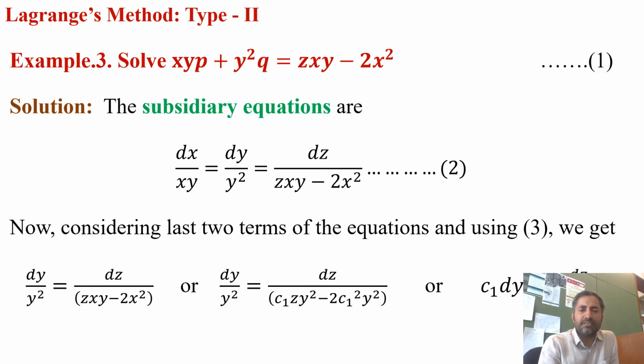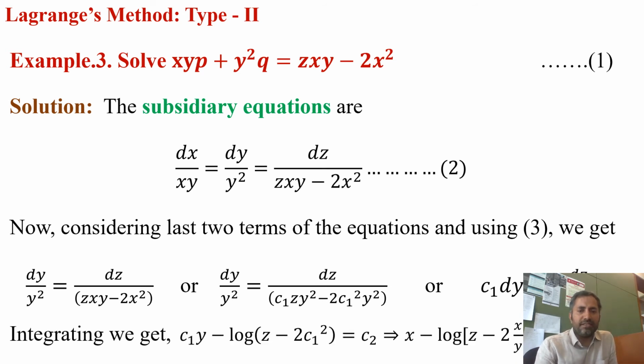So by putting x is equal to c1y, what we get here, dy upon y squared, and it can be written as dz upon c1 z y square minus 2 c1 square y square. So y square will be cancelled. So only, and c1 that you can take common. So c1 dy will be there, and dz upon z minus 2 that we can have.